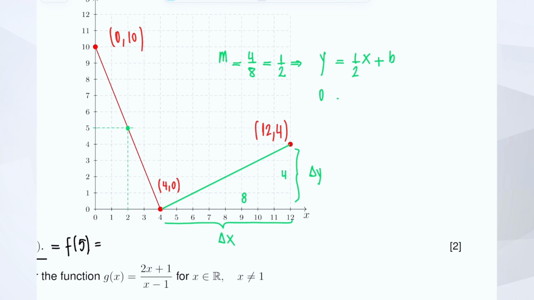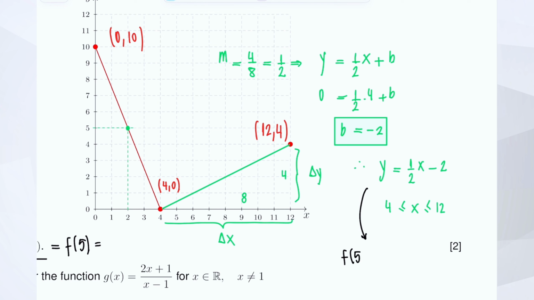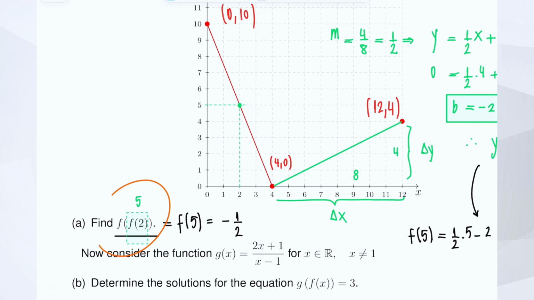And let me replace (4, 0) just because it's easier. Now we get b equal to -2. Therefore, the equation of this line segment is 1 over 2 x minus 2. And this is, of course, valid from 4 to 12. Now we can find f of 5 by replacing 5 into the x value, which gives us -half. So f of 5 is -1 over 2.